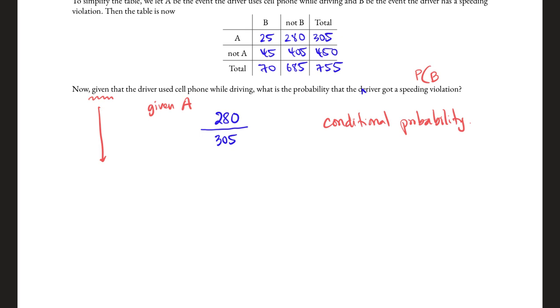The notation for this type of probability is the probability of the event B given, and we use the elongated bar to denote given A. This is read the probability of B given A. Again, B is the event the driver got the speeding violation, and A is the event the driver used cell phone. This is 280 divided by 305. It is the conditional probability.